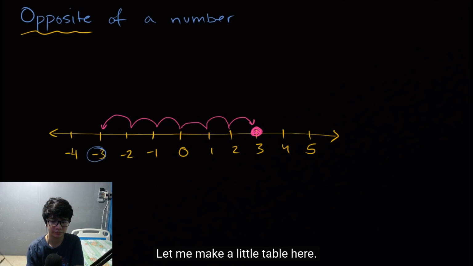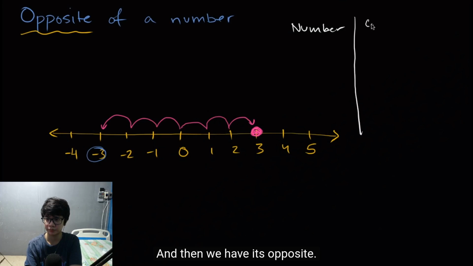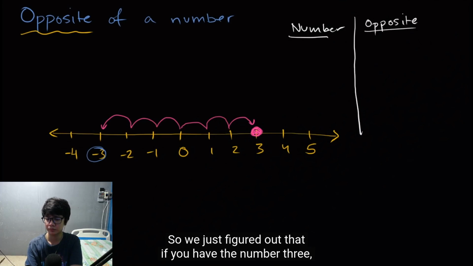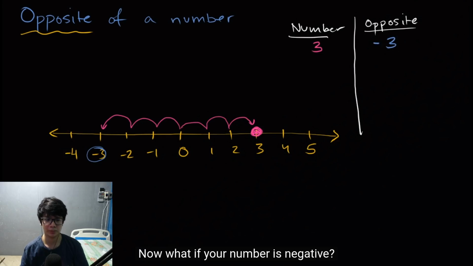And let me make a little table here. So if we have the number, and then we have its opposite. We just figured out that if you have the number 3, its opposite is going to be negative 3.